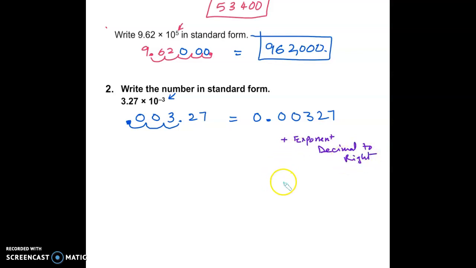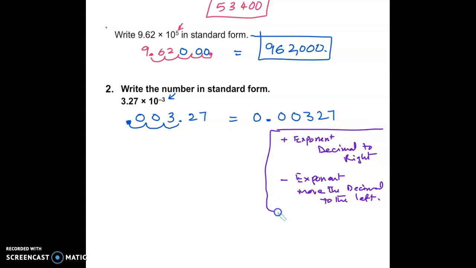Right. And then that's the first one. If the exponent is negative, move the decimal to the left. Remember this? Then it's easy to answer.